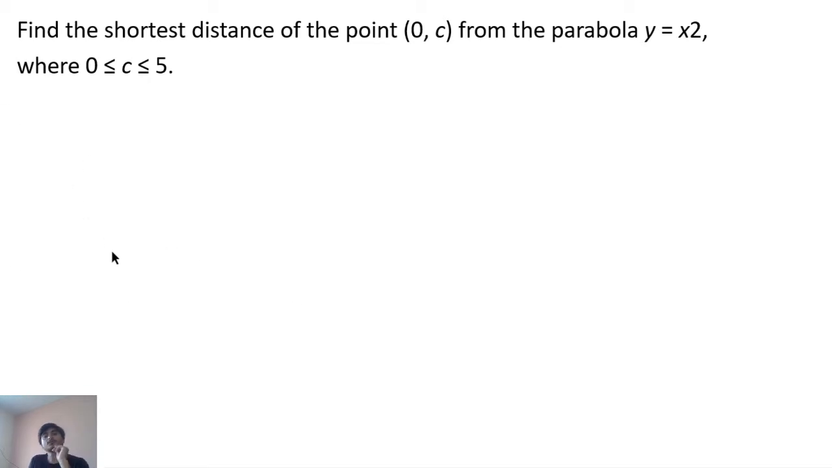Now the question is: find the shortest distance of the point 0 comma c from the parabola y equal to x square, where c minimum is 0 and c maximum can be equal to 5, right? Now all of you know what a parabola is. If you have any point on the parabola, let's take some point P as h comma k. Can I take it?